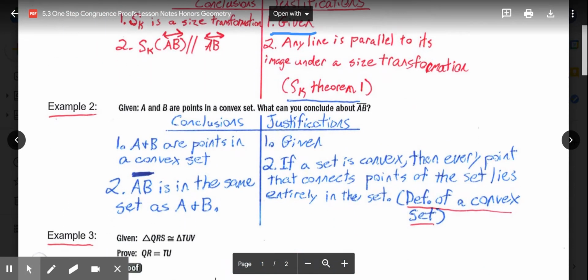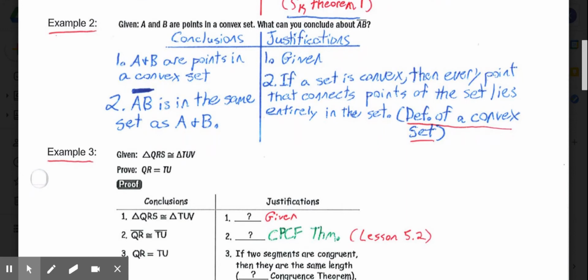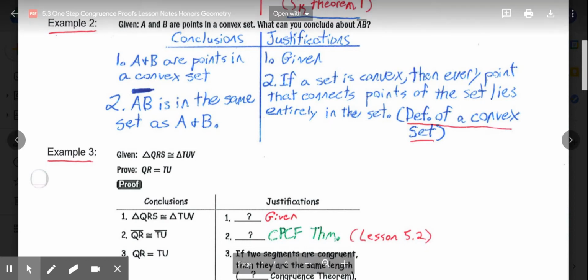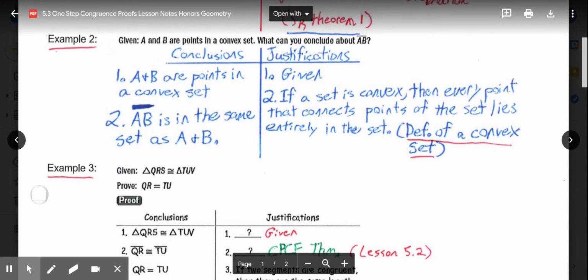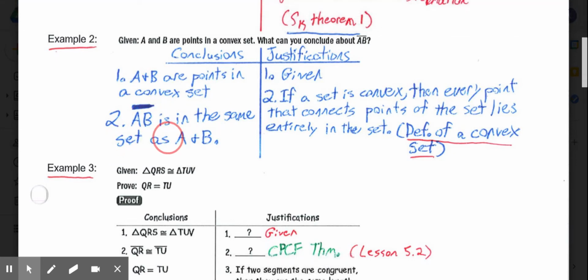So let's move down and look at example 2. Example 2 gives us the given info. Given is that A and B are points in a convex set. So my first statement is just restating the given: A and B are points in a convex set. My justification is that that was given to me as a fact. What can we conclude about segment AB? We can conclude that segment AB is in the same set as points A and B.